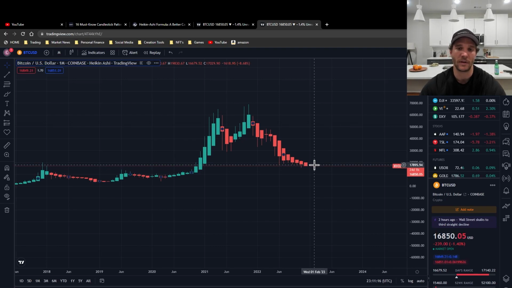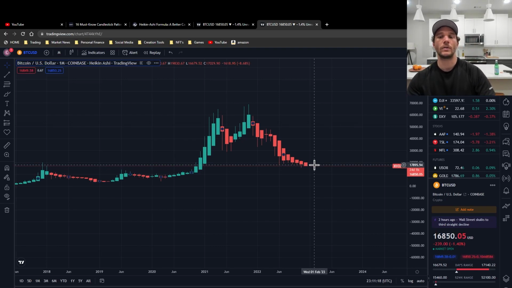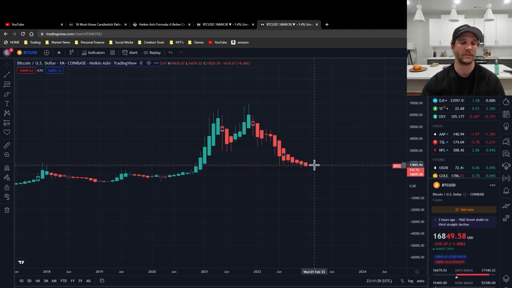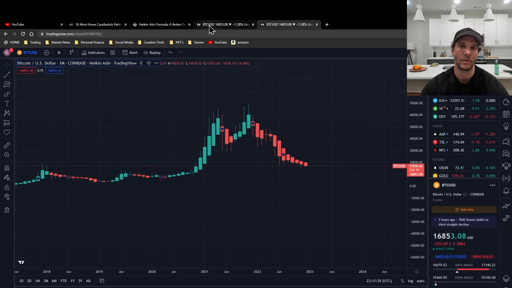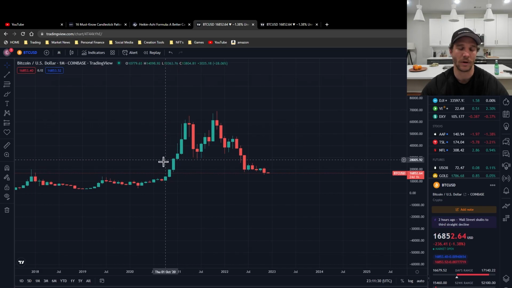But this is, I think, a little bit better technical indicator for buy and sell signals than the traditional candlestick. And you can just see how clean the chart is compared to the traditional candlestick, where it's a little bit more difficult to understand a strategy here.